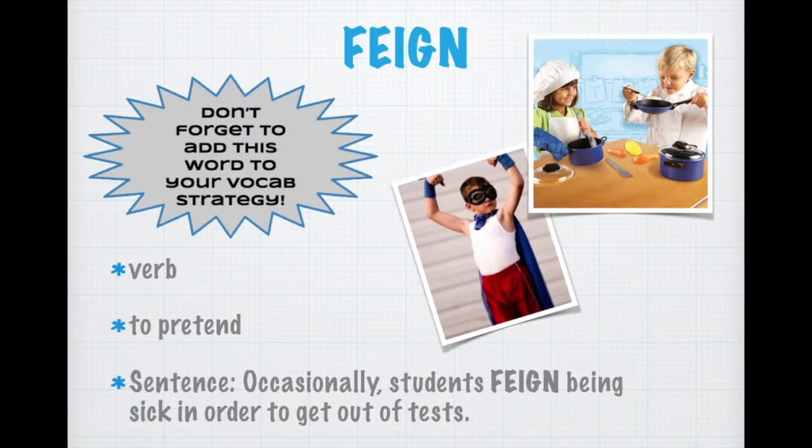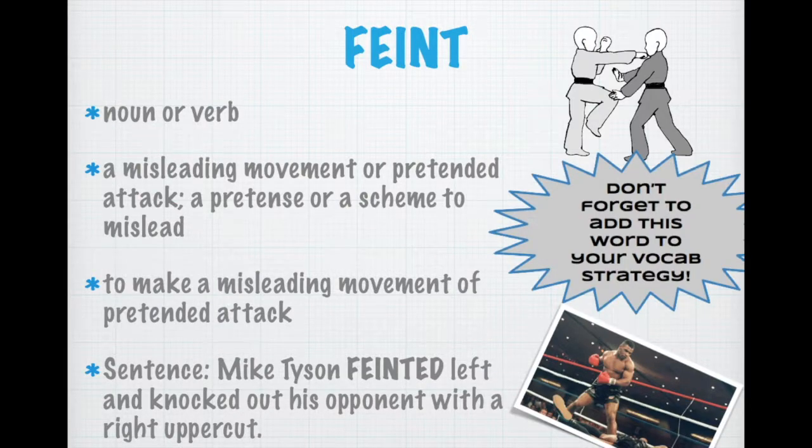The sentence in your book reads, although she feigned tears at the news, she was secretly delighted. It's a verb, and the sentence on your screen reads, occasionally students feign being sick in order to get out of tests. And you see pictures of some kids make-believing or pretending. Don't forget to add this word to your vocab strategy before moving on to our second word, which is faint.